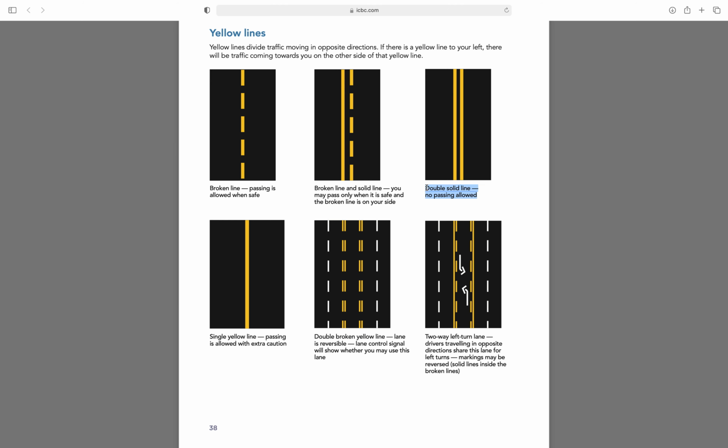The double solid yellow line, no passing allowed. You must stay on your side. Whereas if it's a single yellow line, you can pass with extra caution. So that means they don't advise it, but if you really had to, you could. A double broken yellow line means the lane is reversible. The lane control signals will show you whether you may use this lane. So that means they'll have an extra sign that will explain to you what is going on here.